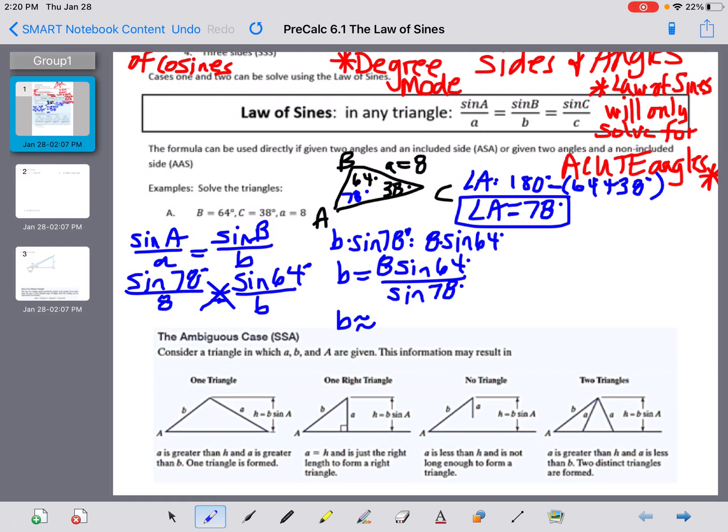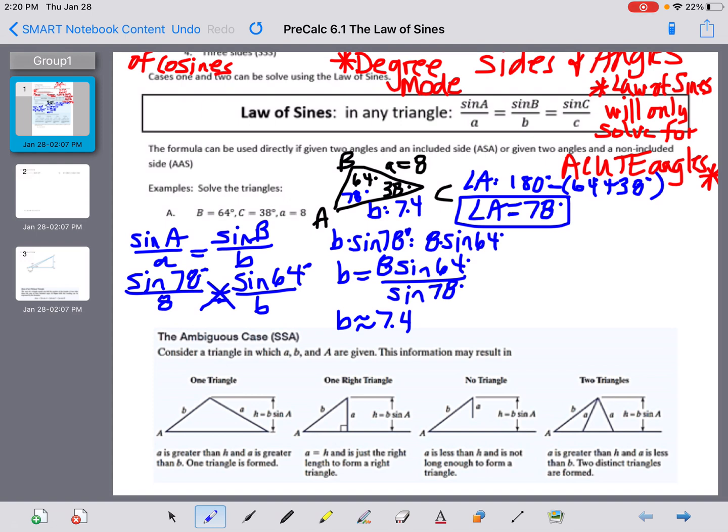That did not go where I wanted. 8 times the sine of 64. I think I forgot a parenthesis. Divided by the sine of 78. And I should get about 7.4 maybe. Okay, so down here, b is about 7.4.